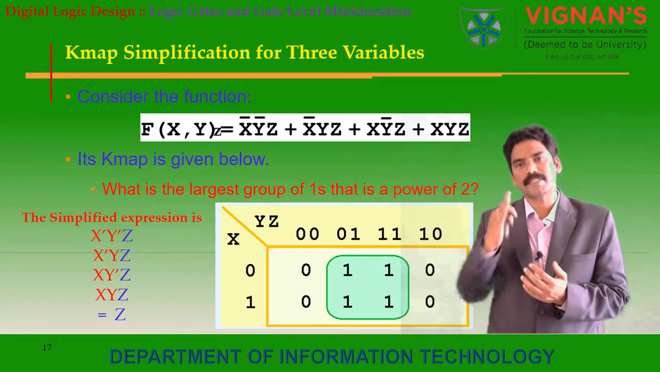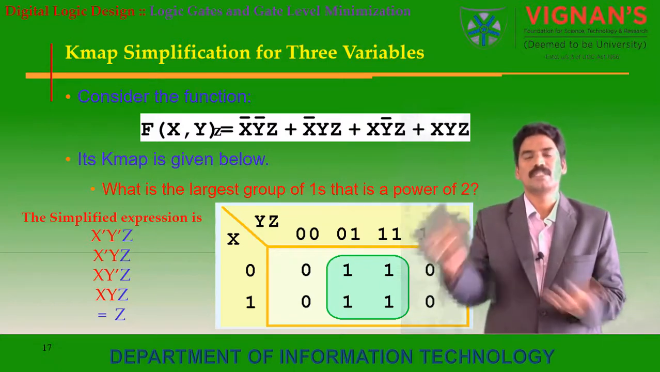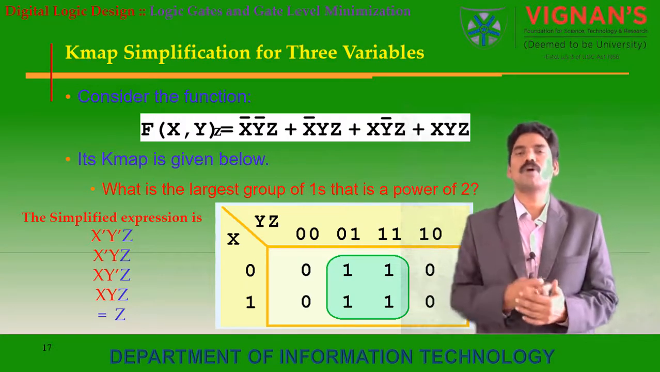In our original expression, how many minterms are there? 4 minterms, but we are getting only 1. That is the simplification of Boolean expressions, simplification of logic circuits.